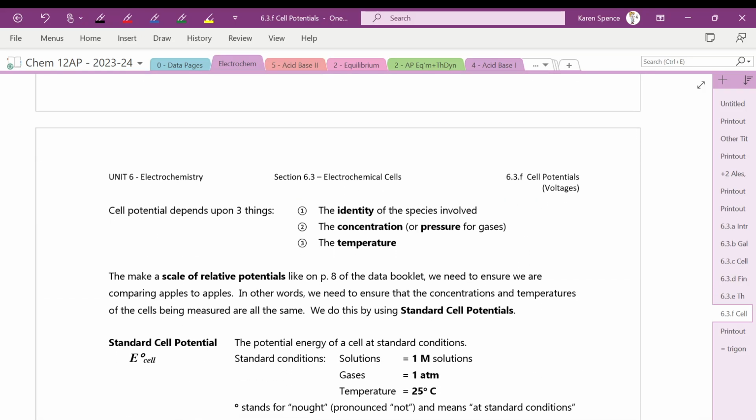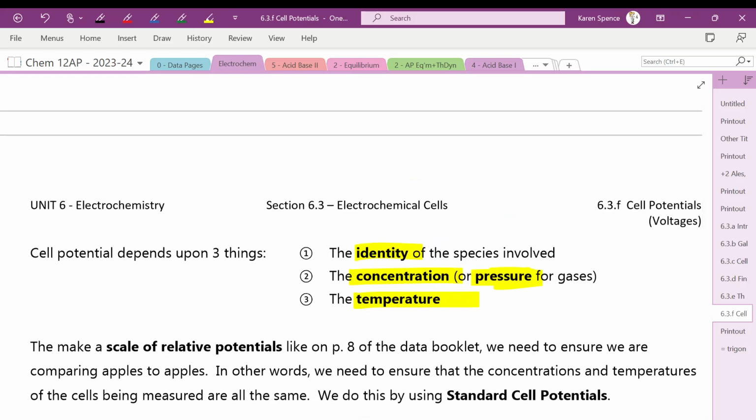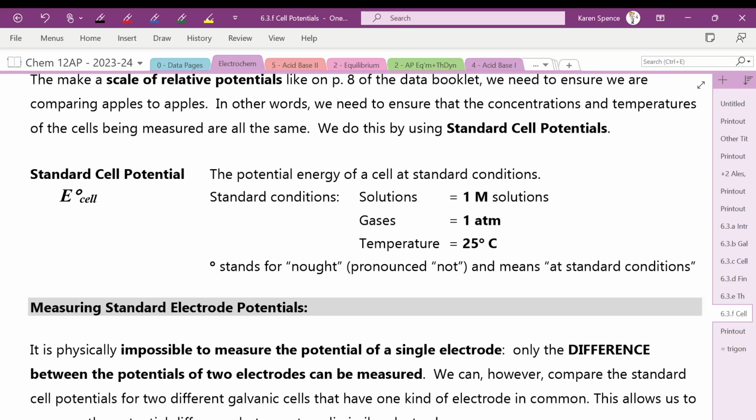Okay, so the cell potential depends upon three things. It depends upon the identity, it depends upon the concentration, and it depends upon the temperature or pressure if you've got a gas. And so just reminding yourself, tell your partner what are the standard conditions for an electrode. 25 degrees Celsius. 1 molar. 1 atmosphere. Okay, good stuff.